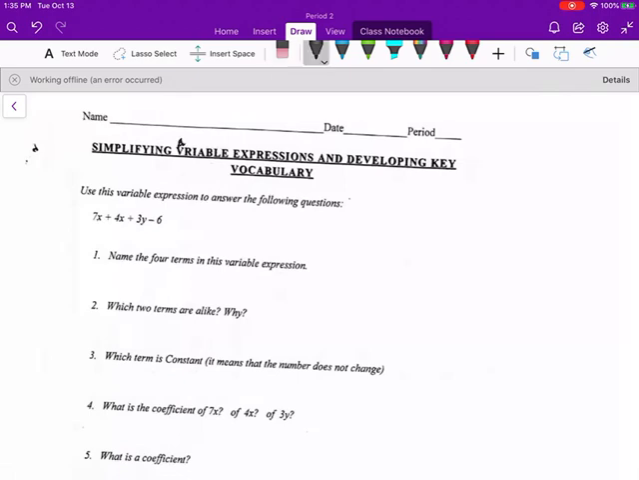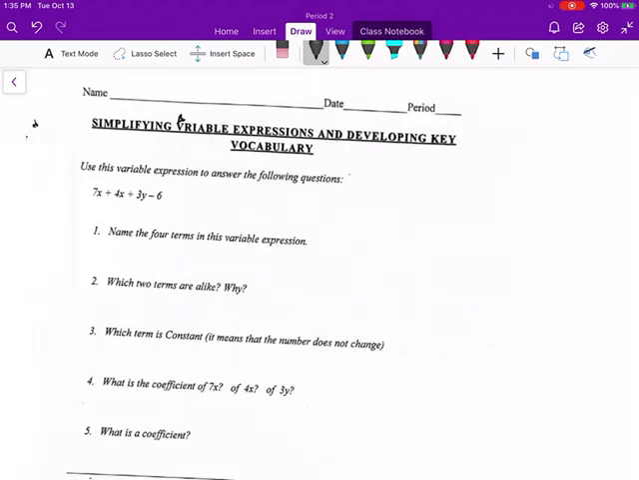Okay, variables we know are letters that represent a number. So when we have an expression that has a variable, we can also call it an algebraic expression. So in order to do this, we are going to look at some vocabulary.